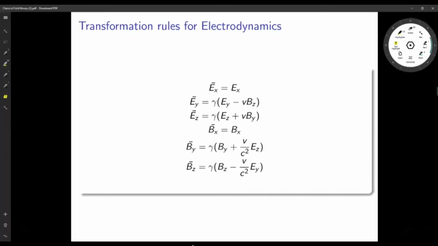So I'm going to stop here for a moment. Take a look here. These are your transformation rules for electrodynamics. I got this from Griffiths' Introduction to Electrodynamics, and if you go down around page 480, there is a huge derivation for all of this. But I'm just going to give you the crux.